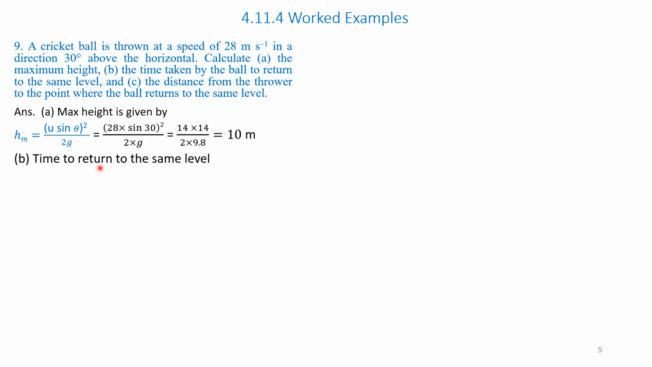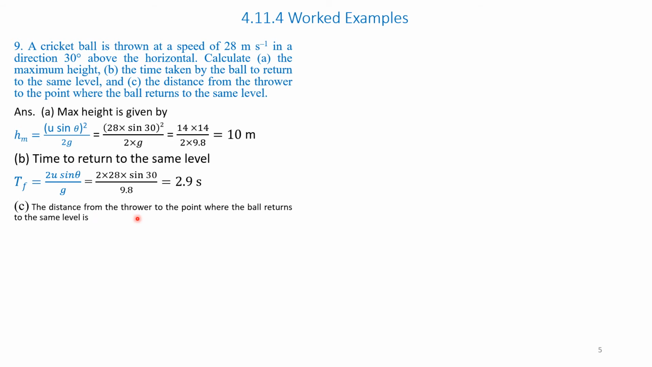Part B. Time to return to the same level is given by the relation, that is flight time T_f is equal to 2u sin theta by g. That is equal to 2 into u, which is 28 meters per second, into sin 30 divided by 9.8, the acceleration due to gravity. Simplifying, sin 30 is equal to half. We get 28 by 9.8, that is equal to 2.9 seconds.